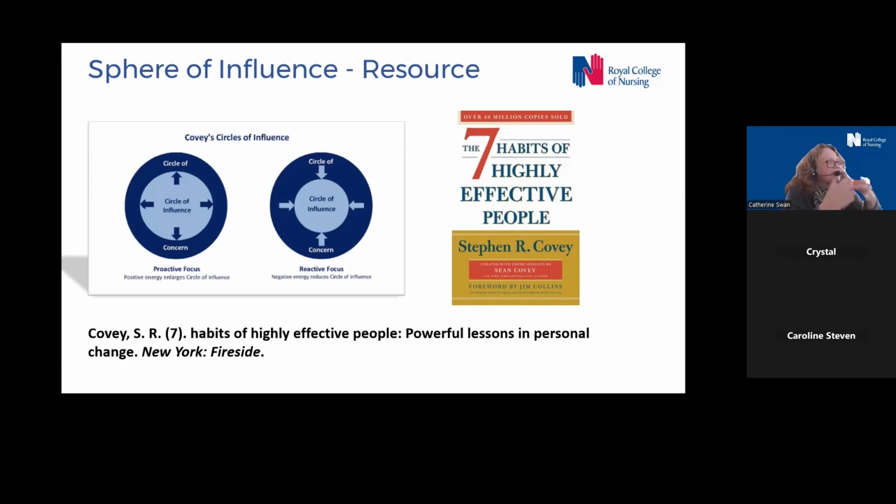The second, the circle of influence, is much smaller, and these are things that you can do something about. Something that you can actually focus your energy on and influence what's happening in it. These are things of everyday life, and this is where your sphere of influence probably comes in when you're trying to organize your projects. And this really helps to affect any changes that need to be made. Next slide, please.